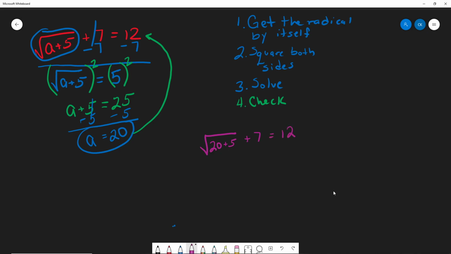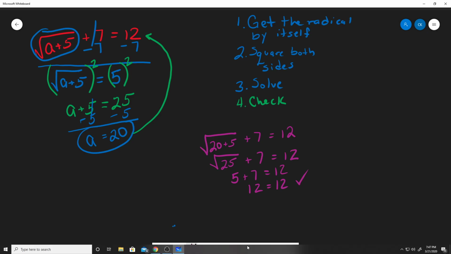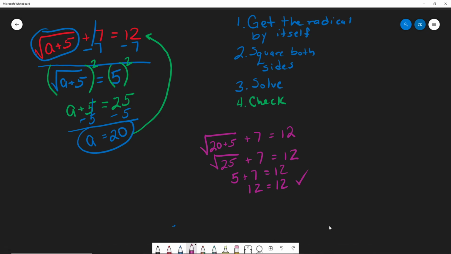So I do what's under the radical first. 20 plus 5 gives me 25, plus 7 equals 12. Now we know that the square root of 25 gives us 5, and then 5 plus 7 is 12. So as we see, this checks out nicely. So because this checks out, we know that a is going to equal 20 here. This is exactly what we wanted.